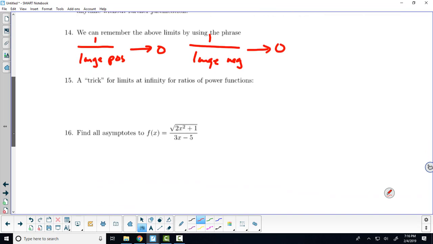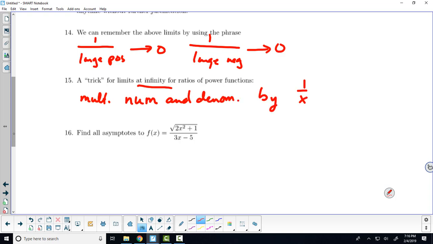Okay? Here is the trick for doing limits at infinity, meaning the x value is approaching infinity. For these rational functions, you're going to multiply both the numerator and the denominator by 1 over x raised to the highest power seen in the denominator.